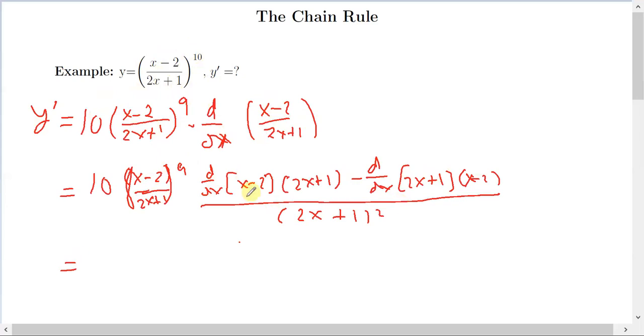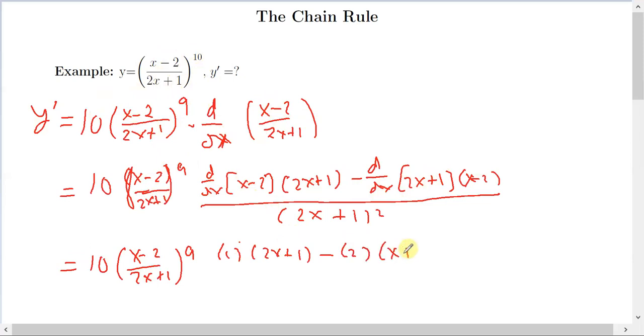So now I've reduced it down to just finding the derivatives of these two, which are very straightforward. So I've got this 10 times (x minus 2 over 2x plus 1) to the 9th. This is going to be 1 times 2x plus 1, minus this derivative, which is just going to be 2, times x minus 2. All right, and then that's all divided by 2x plus 1 squared.